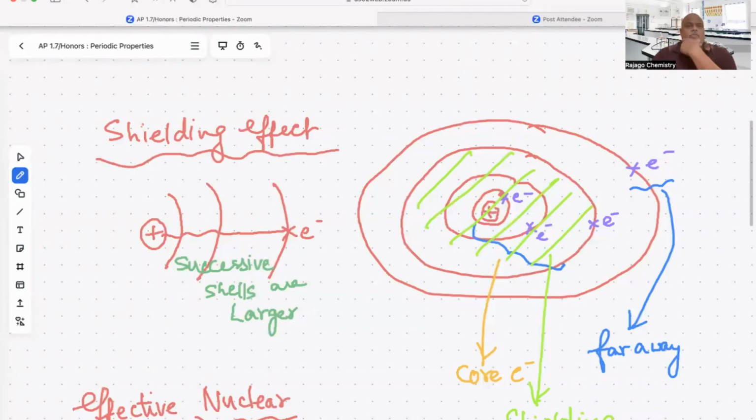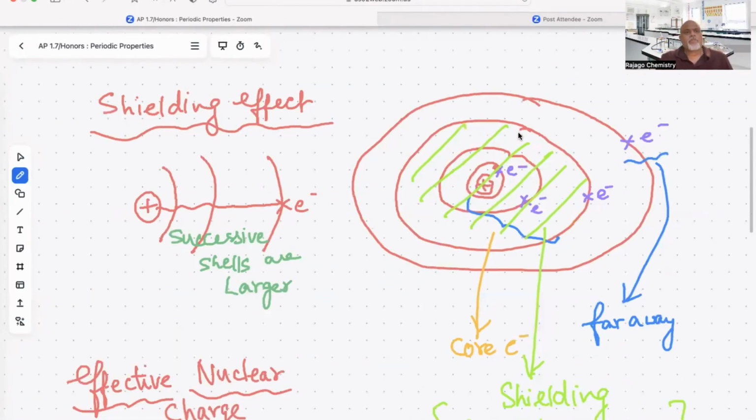Okay, welcome to AP 1.7, periodic properties. This could be useful for honors or general chemistry as well. So I am writing AP 1.7 slash honors for understanding the periodic properties of elements. Before we look at what the periodic properties are, we have to understand two important concepts.